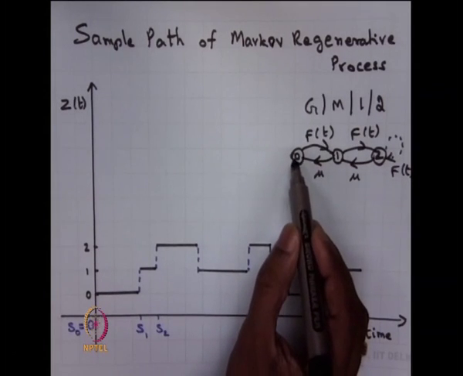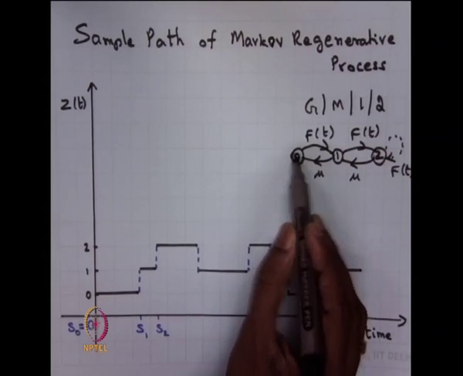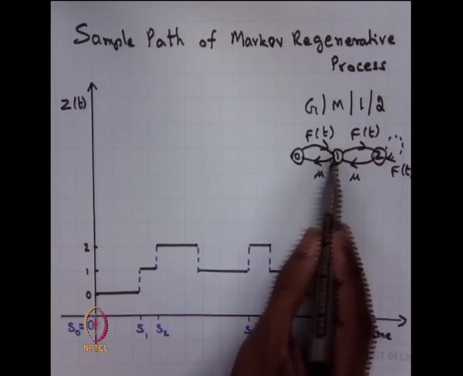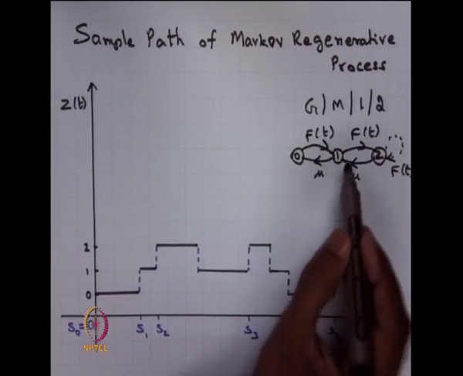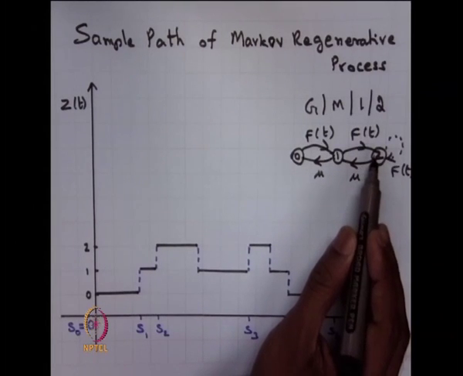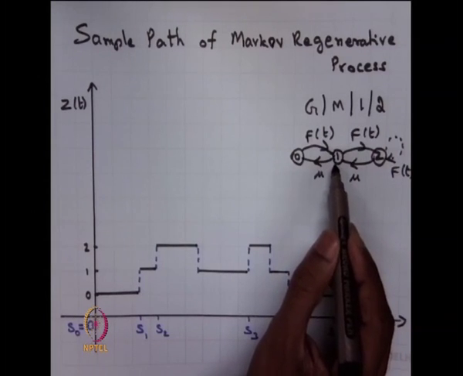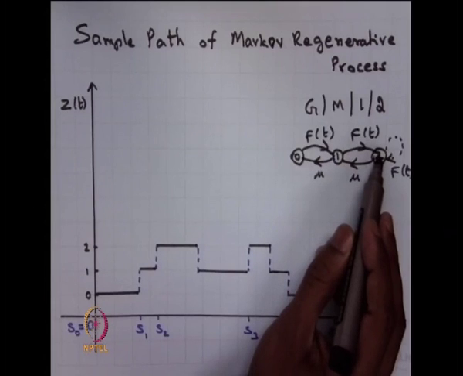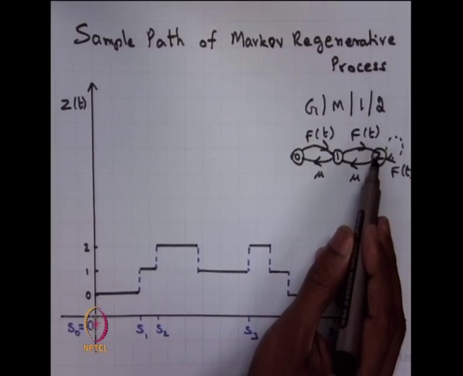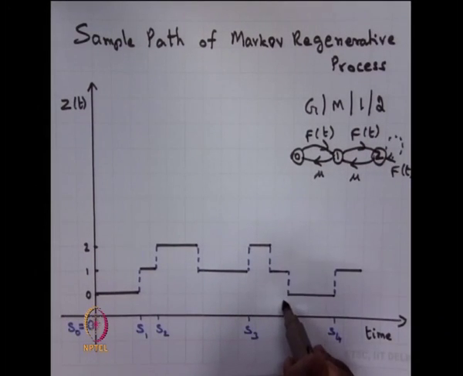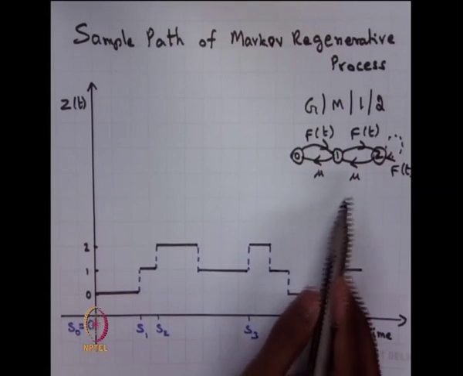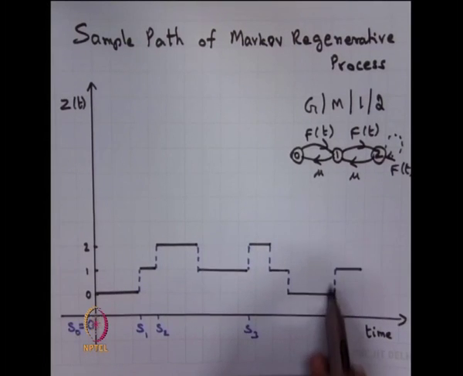That means initially the system state was 0. From state 0, the system moved to state 1 because of F(t). Then one more arrival, therefore system size 2. First customer service completion, system state is 1. Then the third arrival, now the system state is 2. Then the service completion, therefore it goes to 1. One more service completion, therefore the system goes to state 0. Then the arrival S4.